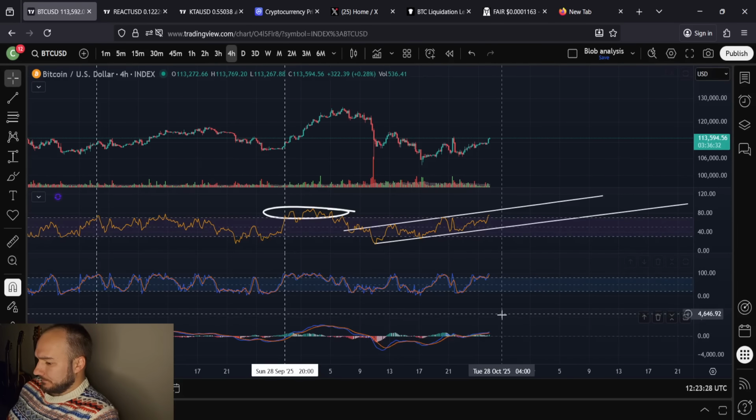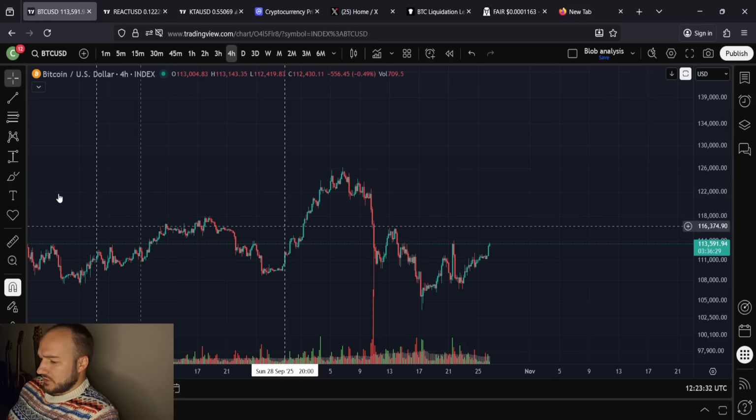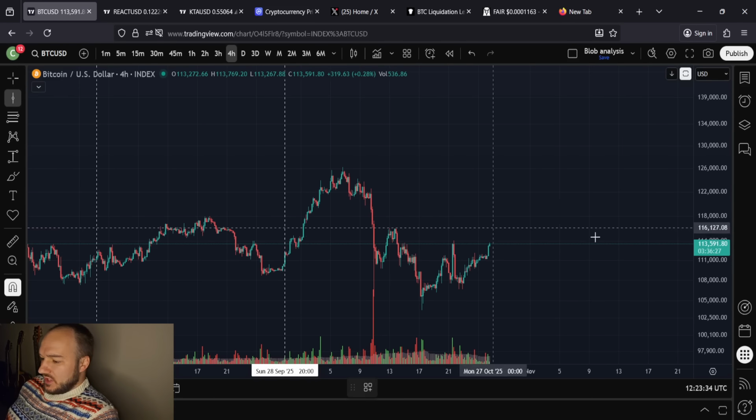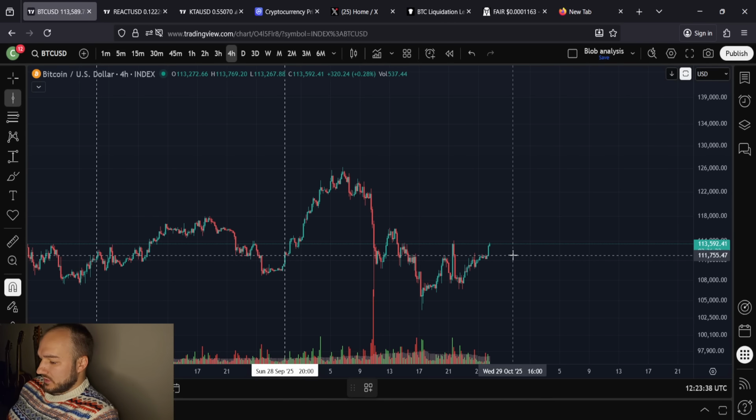Stochastics look bullish. MACD looks bullish. All good things, you guys. We have the FOMC announcement on the 29th of October right here. Probably right here on this candle, actually, on the 16th hour there. It'll be, I think, on the 18th hour or something in that kind of time frame.